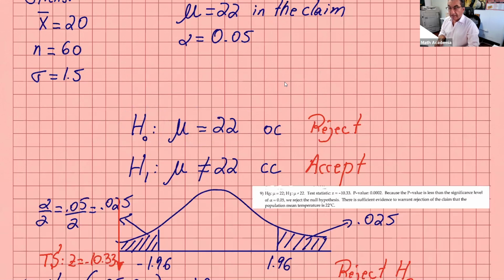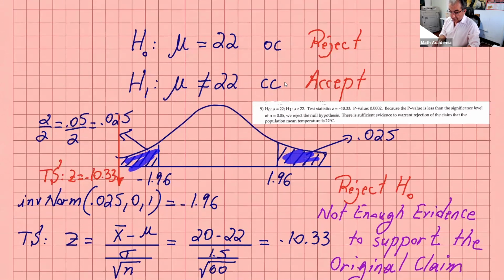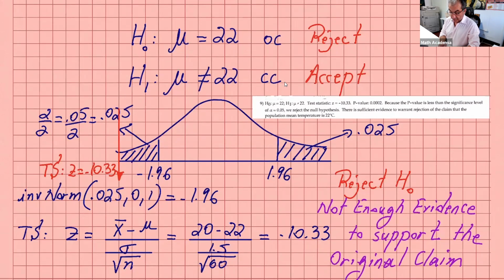So H1 right away, we know it's going to be mu is not equal to 22. We wrote H0 first, so that's in the problem, that's our original claim. And of course, H1 will be the counterclaim. We check that sign, not equal to, so we're dealing with a two-tail test. You have to divide alpha by 2. 0.05 divided by 2 is 0.025. It's this area. One more time, sigma is given, so we are going to use z.